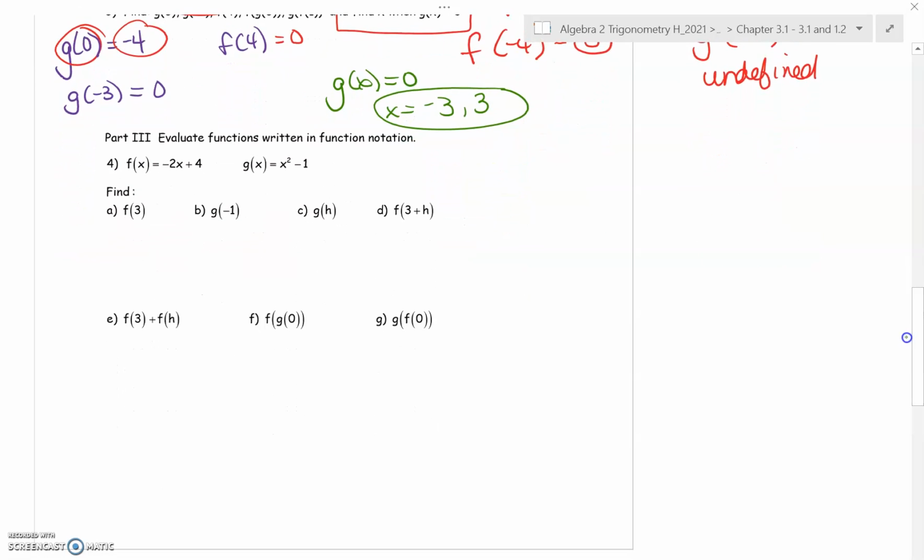For part 3, it says evaluate functions written in function notation. So let's take a look at that first one. This is saying when x is 3, what is y on the function f? So we're going to substitute a 3 in for x. And you should get negative 2. So why don't you go ahead and try B, C, and D and see what you get.